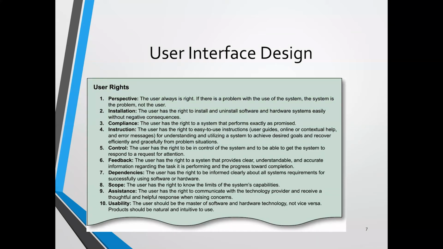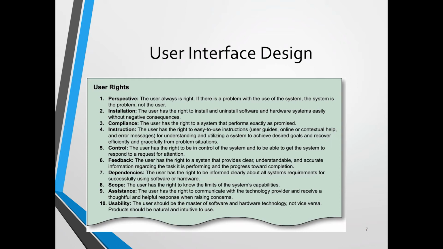Number 4 is instructions. The user has a right to easy-to-use instructions like user guides, online or contextual help, and error messages that give guidelines to the users on how to fix the problem easily, so they can understand and utilize the system to achieve desired goals and recover from problem situations efficiently and gracefully.